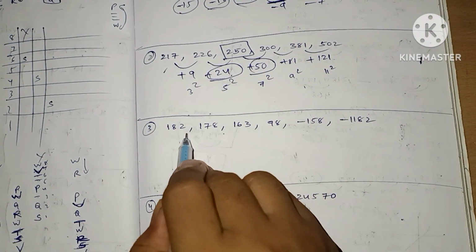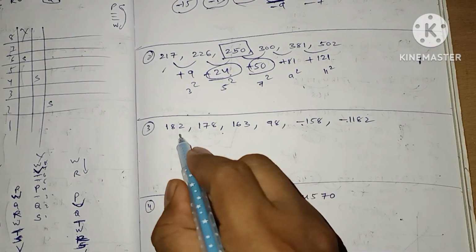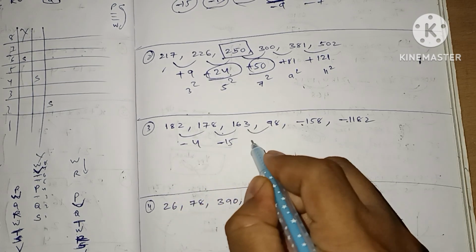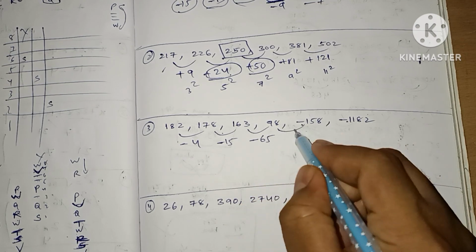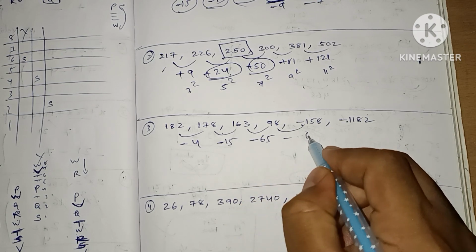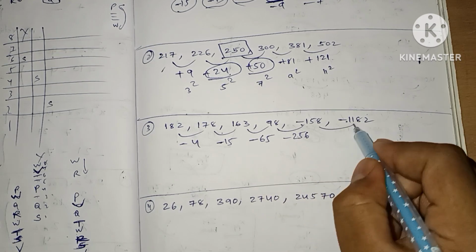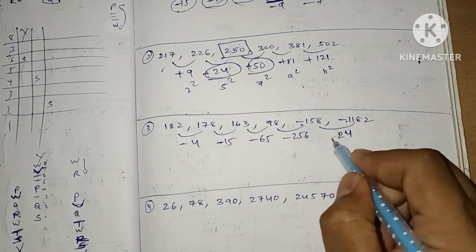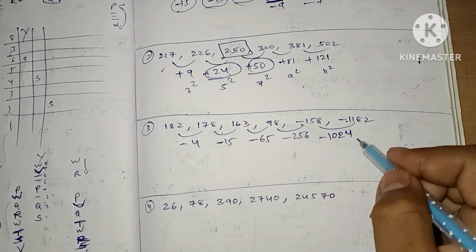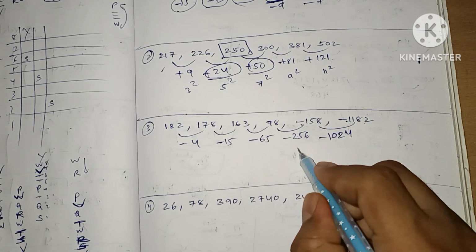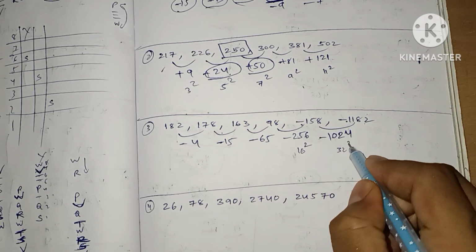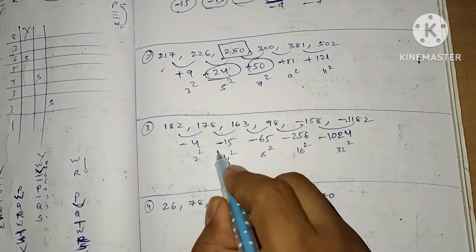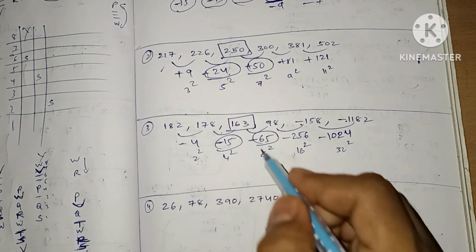Next one, here we see minuses, so we'll go with the differences. Here the difference is minus 4, here the difference is minus 15, here the difference is minus 65, here the difference is minus 652, 256. In these two the difference is 8 becomes 4, 4 means 4 2 0 1 minus 1024. So we know that this is 16 square, this is 32 square, this is 2 square, so it must be 4 square, and it must be 8 square, which are wrong. So wrong number is in between them, 163.